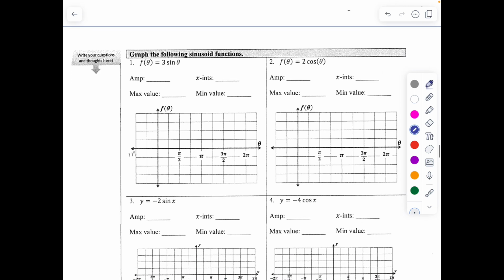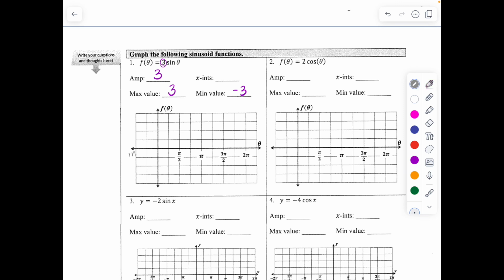So let's do some examples together. It says graph the following sinusoid functions. Here I know my amplitude is 3, which, because there's no shift up or down, means my maximum value will be 3 and my minimum value will be -3.